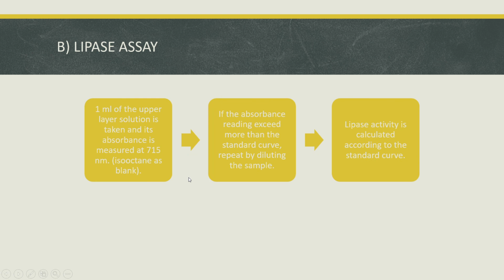Moving on, 1 milliliter of the upper layer solution is taken from the test tube and its absorbance is measured at 715 nanometer by using a spectrophotometer in which isooctane is used as blank as in the first stage of the experiment. If the absorbance reading exceeds the standard curve constructed in the first stage of the experiment, just simply repeat the steps by diluting the sample. If everything is fine, lipase activity then can be calculated according to the standard curve made.